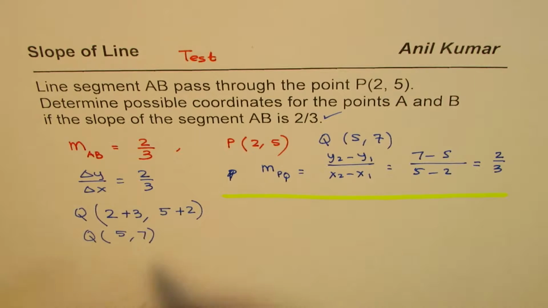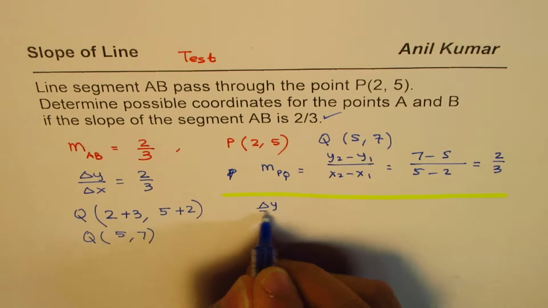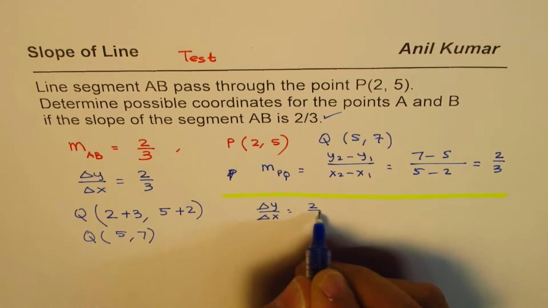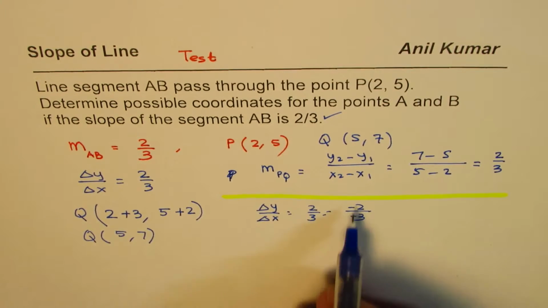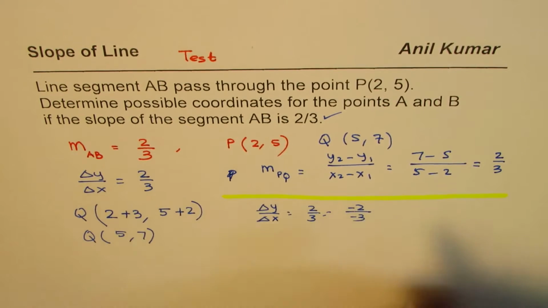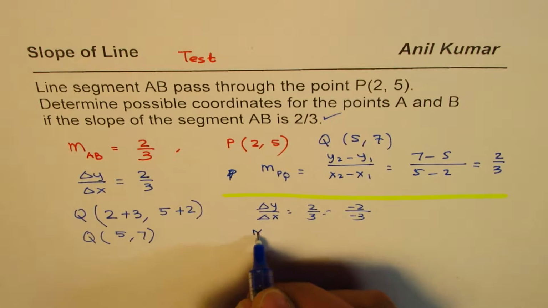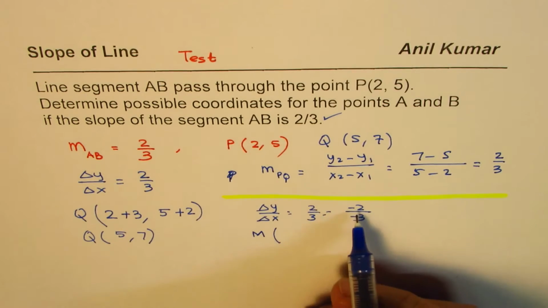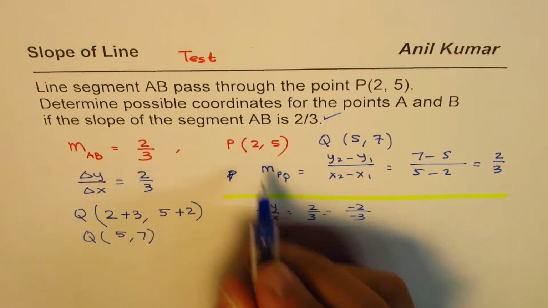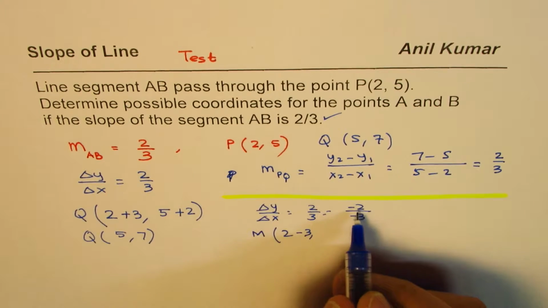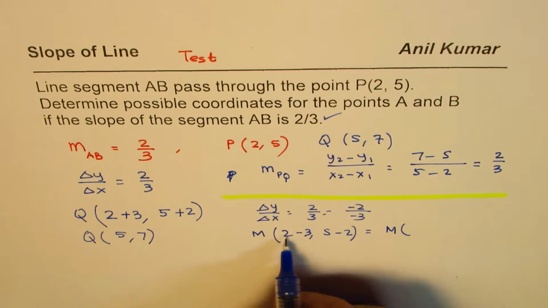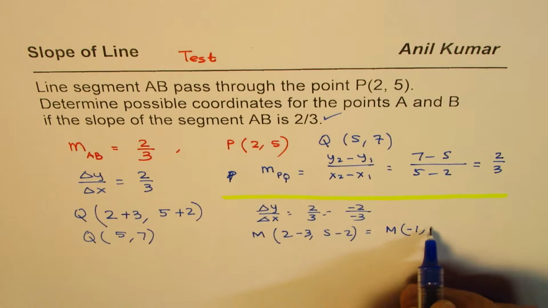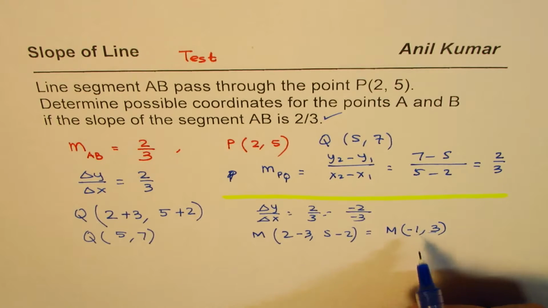Let's try to find another set. When we say that the change, which is delta y over delta x, is equal to 2 over 3, it is also the same as saying minus 2 over minus 3. Do you see that? Now this helps to get more points. How? Let's find a point M starting with 2 minus 3 for x, and 5 minus 2 for y. So M's coordinates are 2 minus 3, which is minus 1, and 5 minus 2, which is 3. So we could use that point also.